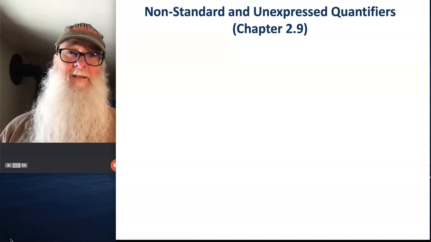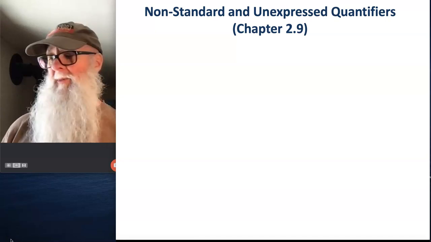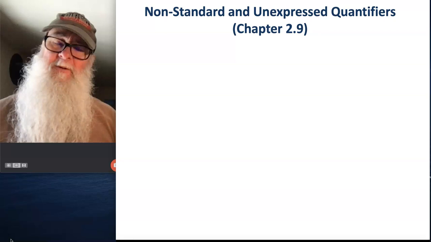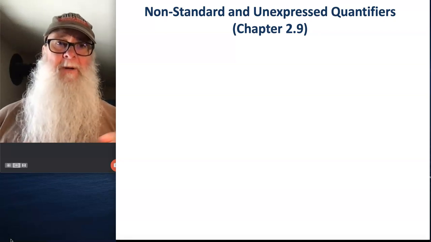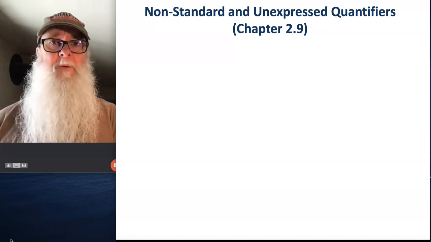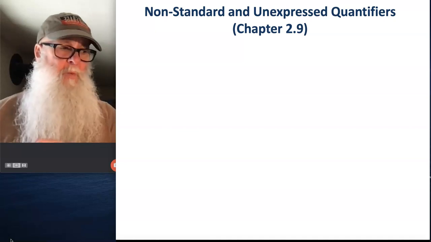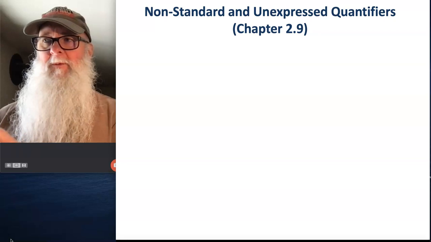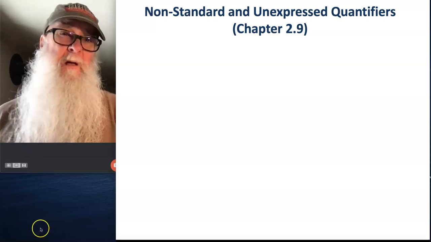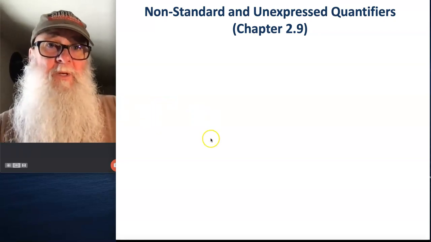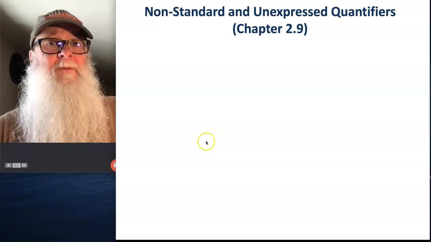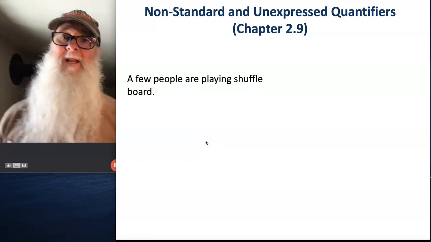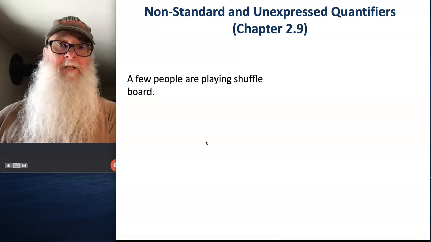In chapter 2.9, you read about non-standard and unexpressed quantifiers. Remember that our standard form categorical statements have three possible quantifiers: all, no, or some. What those are doing is telling us how many of the subject category is being referred to in the statement. But out in the real world, we're going to encounter statements all the time that do not have all, no, or some as their quantifiers. We're going to have statements like this: a few people are playing shuffleboard.